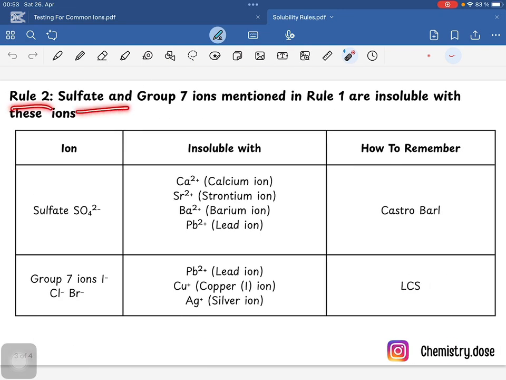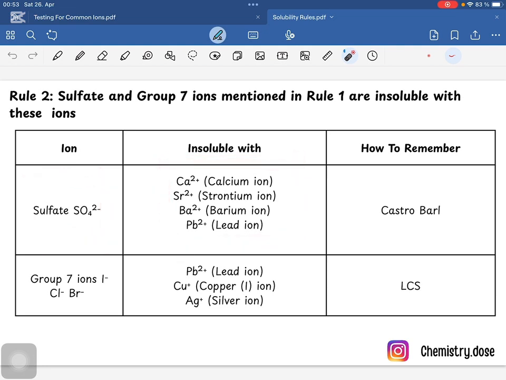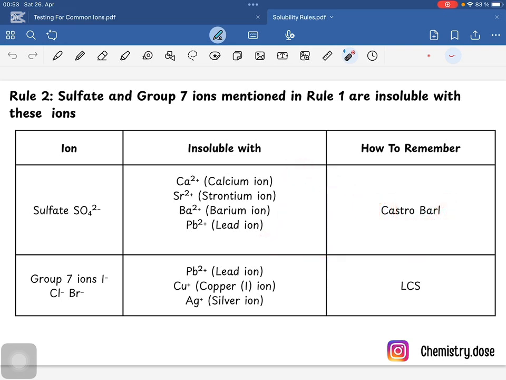Now, rule 2, the sulfate and the group 7 ions that we mentioned in rule 1 are insoluble with these ions. So the sulfate is insoluble with these ions, and I like to call them the Castrobarl because Ca stands for the calcium, the Stro stands for the strontium, then you have Ba, the barium ion, and the L over here stands for the lead ion. This is how you can remember that the sulfates are insoluble with these ions.